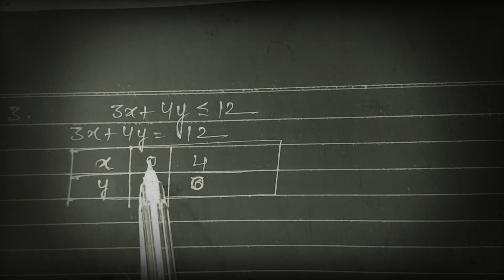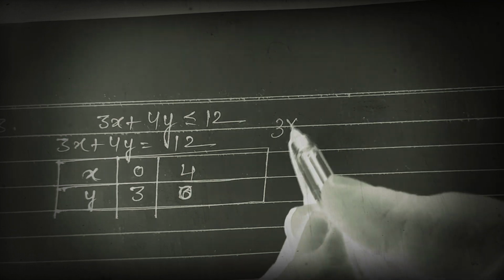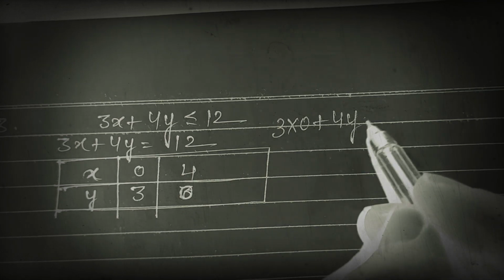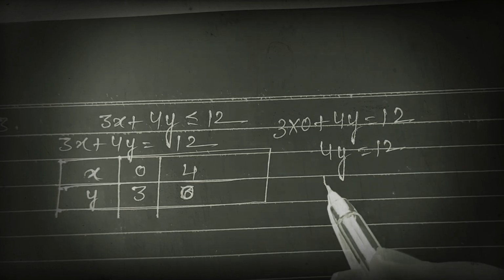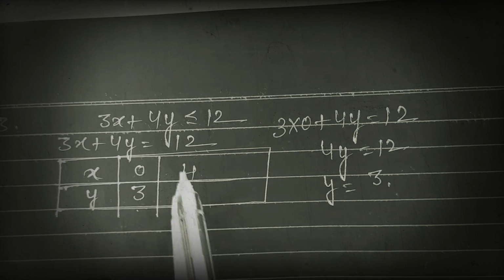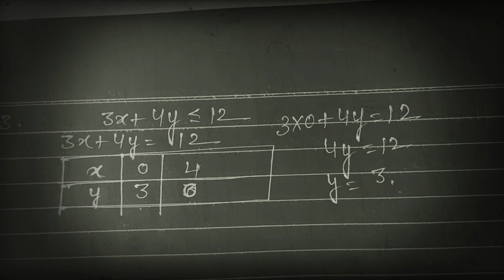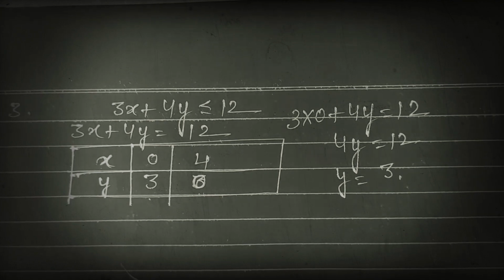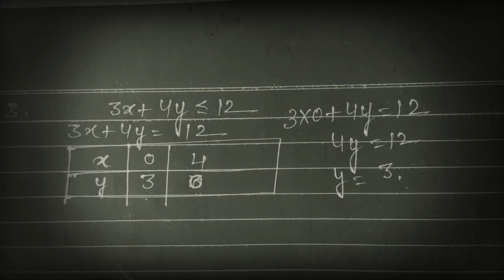Suppose x is equal to 0, y will be 3. If x is equal to 0, 3 into 0 plus 4y is equal to 12. Then 4y is equal to 12, then y will be 12 upon 4, which is 3. If x is 0, y is 3. If y is 0, x will be 4. Now we will draw the graph of this. This is the x-axis.